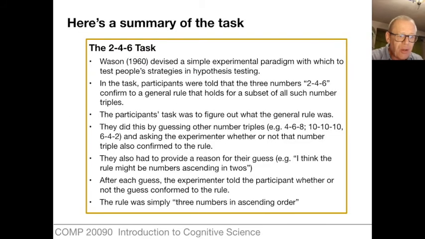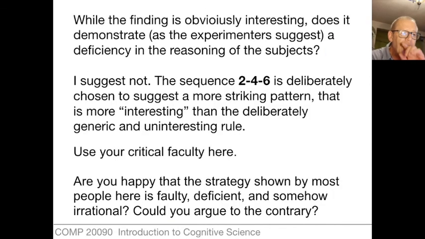So I've summarized the whole task on these 2 slides. You can look at them at your leisure just to assure you of it. But here's what I find interesting. It's tempting for the experimenter, as I said, to suggest that the subjects are deficient in reasoning. Now, if you're a rationalist, that might mean the experimenter is saying you're deficient as a human being. I think that's nonsense. 2, 4, 6 is deliberately chosen to suggest a more striking pattern than the wishy-washy, merely ascending numbers.